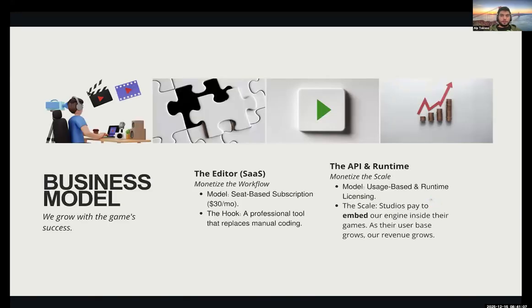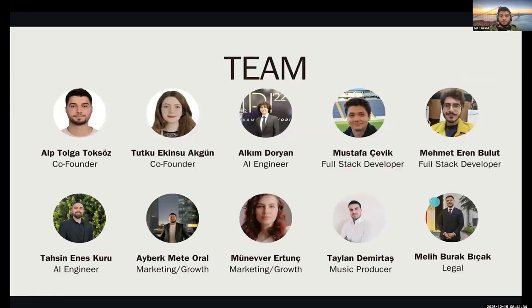How to make money? We have a dual engine model. First, SaaS, we charge for the editor tool like 30 per month. Second, and most importantly, runtime licensing. We embed our engine inside the games. As the games' user base grows, our revenue grows. We don't just sell the tool, we sell the electricity that runs the system. Team, we have a big team, but as an investor, you don't need to think about salary because we will handle the salary.